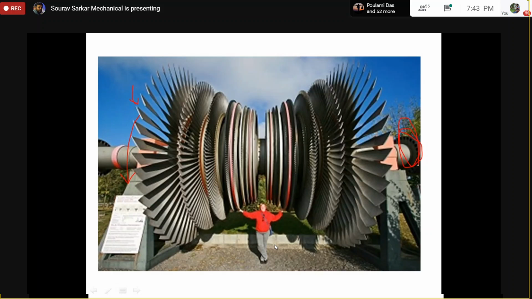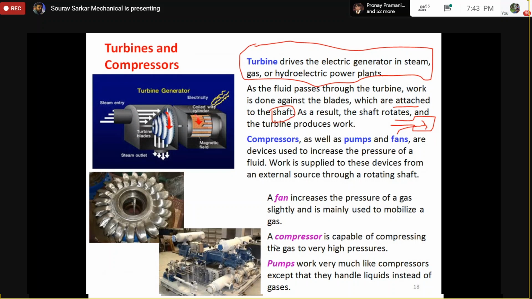As you are extracting energy, the pressure will drop. So that is the basic definition of a turbine. What is compression? Whenever you want to increase the pressure of some fluid, you have to supply energy from the external. This external energy is going to add to the fluid energy, and finally the output energy will increase.